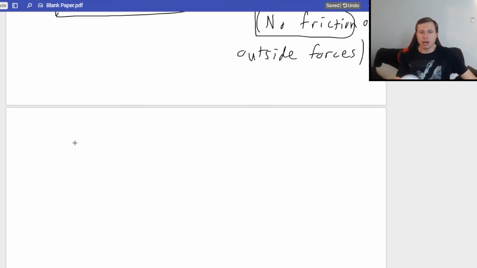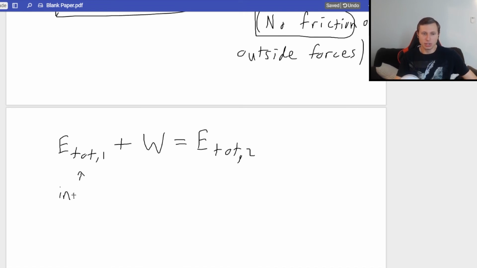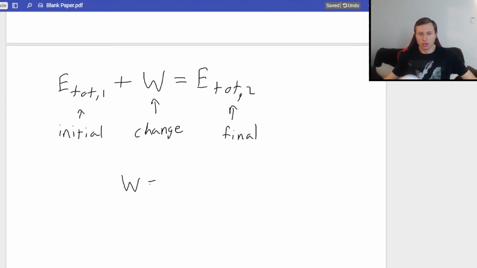It's a slightly modified equation, but very annoying. Everyone hates it. E total 1, the energy at point 1, plus the work done on the object, is equal to E total at point 2. In other words, the initial energy plus the change, because that's what work is, a change in energy, is equal to the final. And that's what this equation is really saying. Now again, work, we know what work is. Work is defined as force times distance times cosine theta, right?